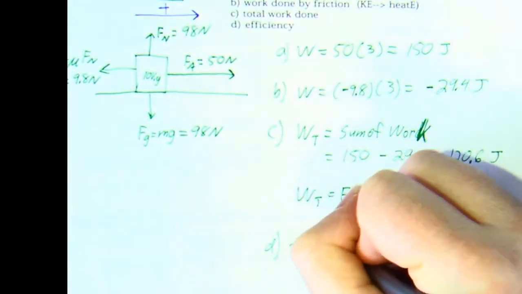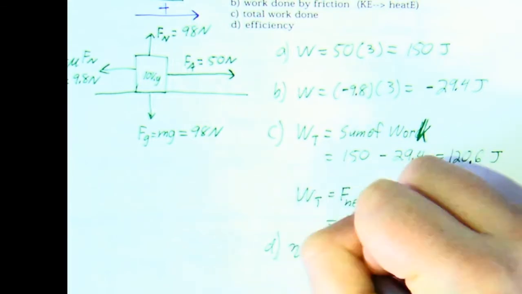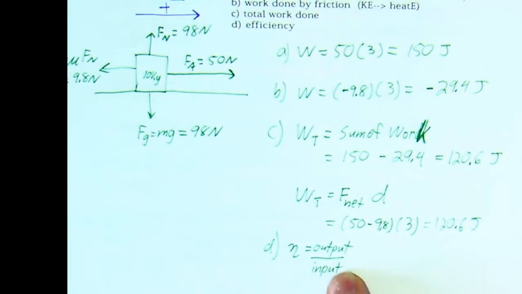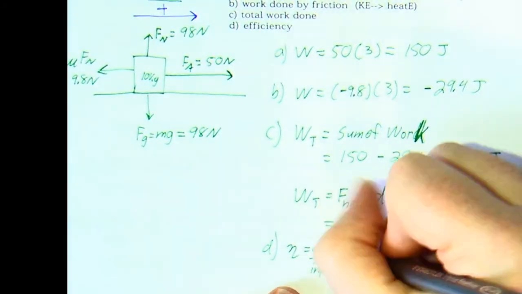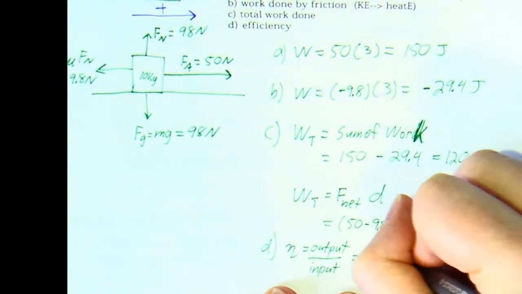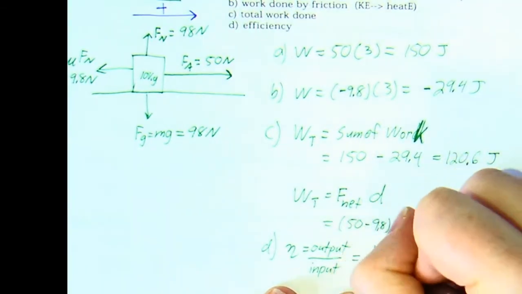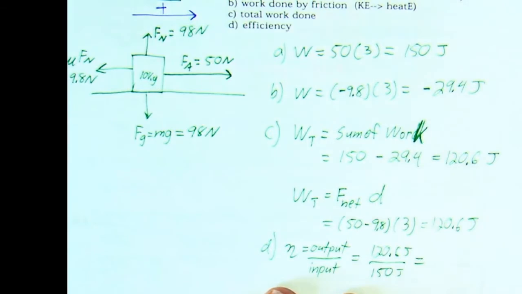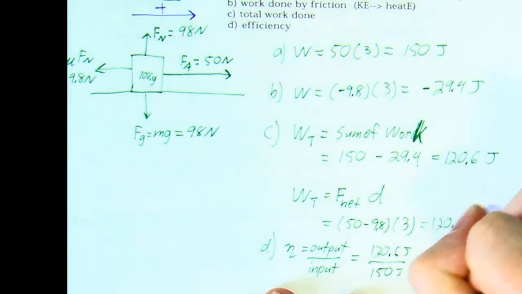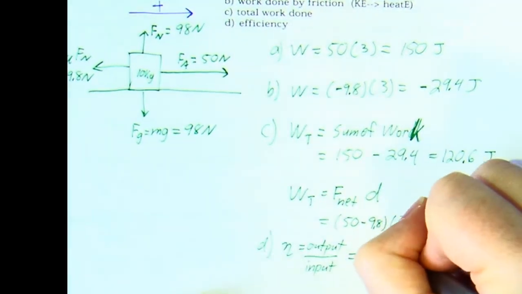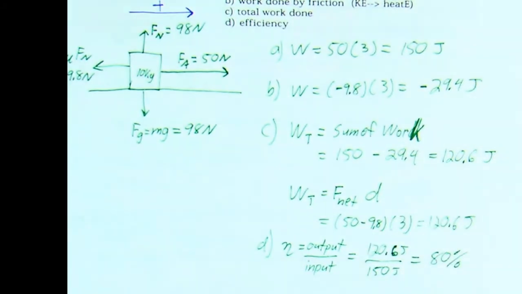Efficiency is output over input. How much work was actually done divided by what we put in. So we know 120.6 joules of work was actually done divided by the 150 joules of energy that was available to it. If you do the math there, you're going to get that this thing is basically 80% efficient, and that there should be a 6.